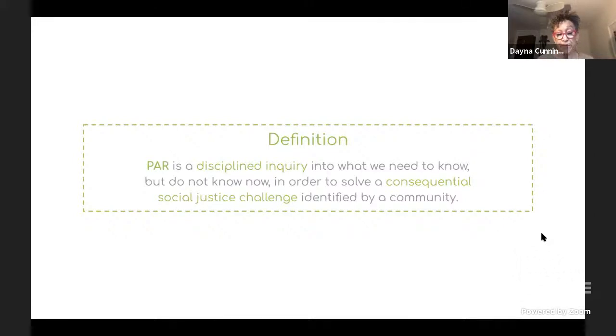PAR is not simply collecting narratives. It is a disciplined inquiry. It assumes that because you are addressing a consequential problem, the stakes are high. And so you want rigor across all of the mixed methods you use, and you want to select your methods based on the nature of the challenge. And then, of course, it is critical that the community itself define and identify what the challenge is.